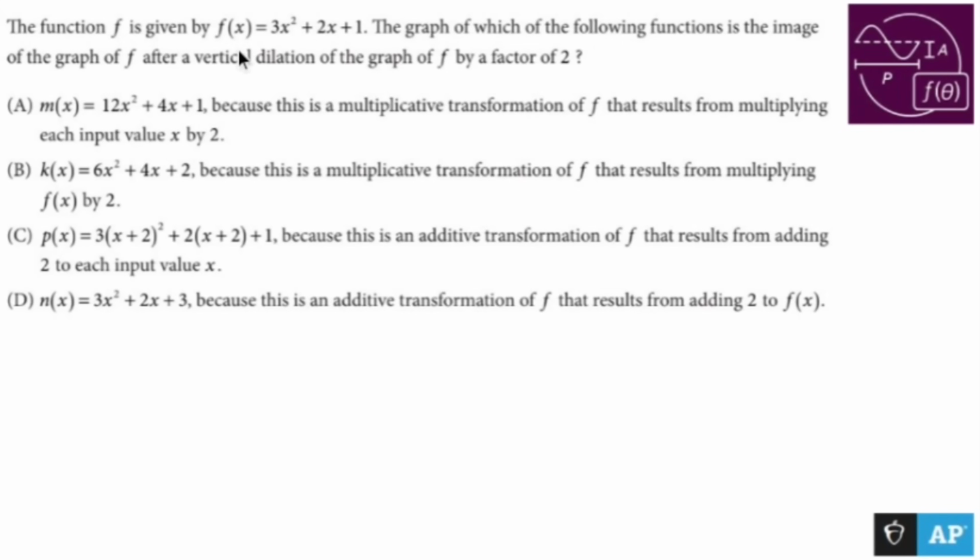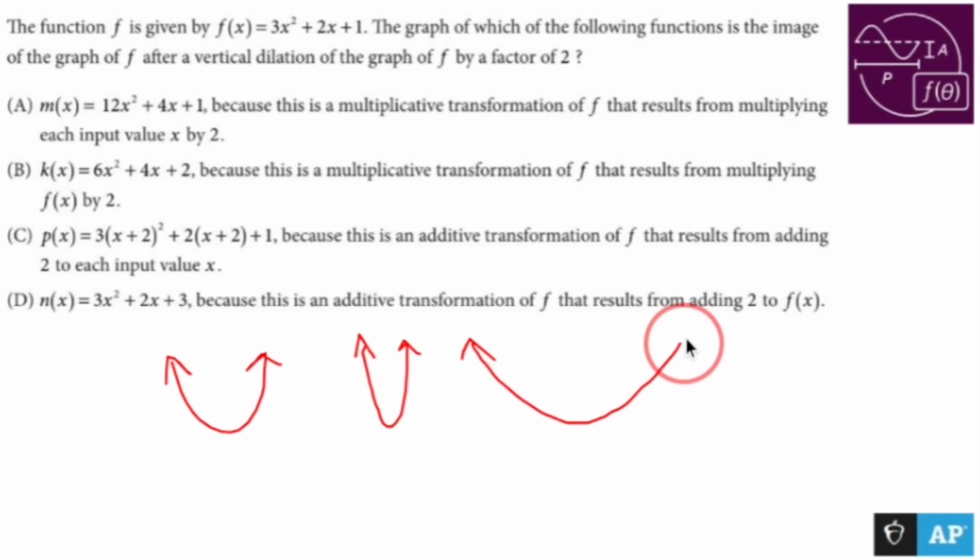The function f is given by f of x equals 3x squared plus 2x plus 1. So it's a parabola. The graph of which of the following functions is the image of the graph of f after a vertical dilation of the graph of f by a factor of 2? A vertical dilation represents, if you take something like this, which is a parabola, do you make the same parabola skinny or do you widen it out? That's what it means by vertical dilation.